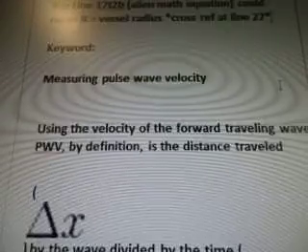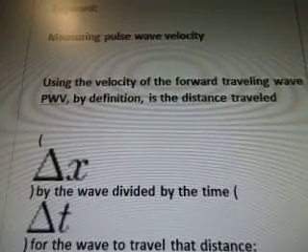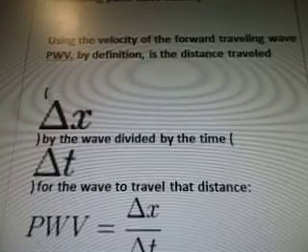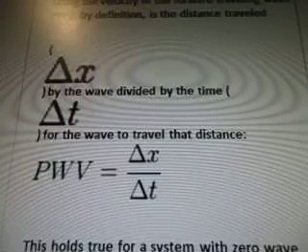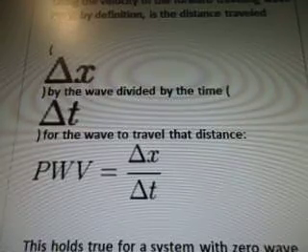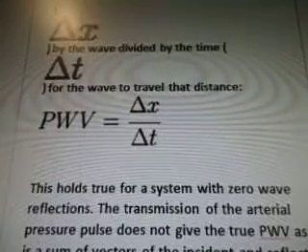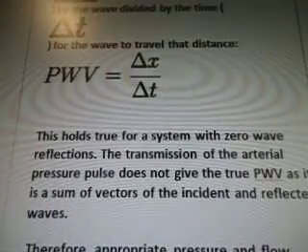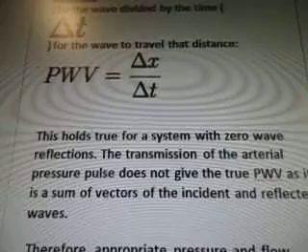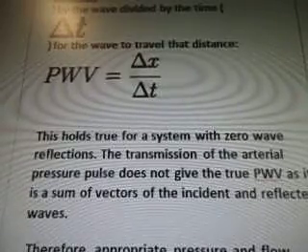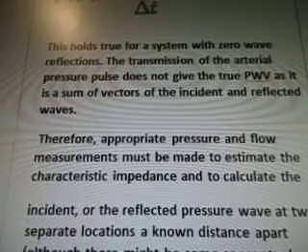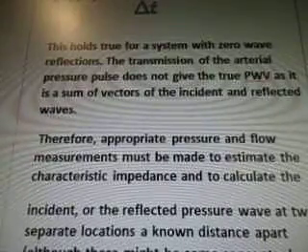Okay? So the keyword measuring pulse wave velocity, using the velocity of the forward traveling wave, PWV, by definition is the distance traveled, so there's the symbols, by the wave divided by the time. For the wave to travel, the distance of PWV equals wave divided by time, oh no, it's wave divided by time over wave divided by travel. This holds true for a system with zero wave reflections.